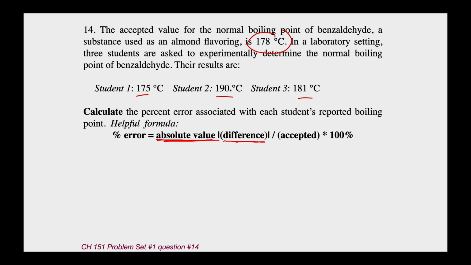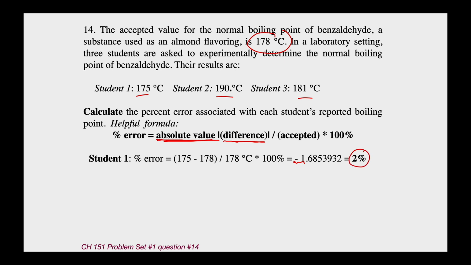So now it's time to just plug and chug. Student 1, 175 minus 178. Initially, that comes out to be a negative number. We're going to divide it by the accepted 178 times 100%. Before we do absolute value, it's negative, but with that absolute value, we'll get positive. Technically, this is a 1 sig fig number because of this part right here, 2% error. So they were pretty close to the actual value.